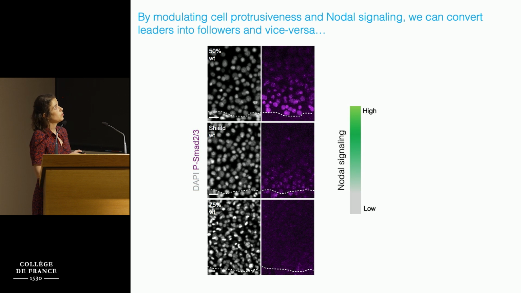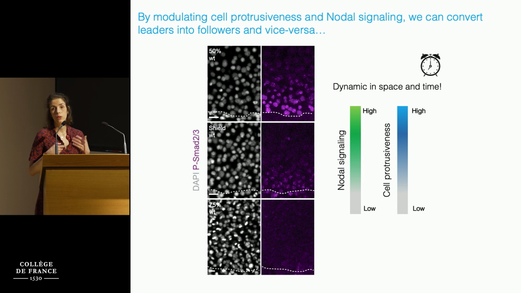So nodal is not only dynamic in space, forming a gradient, but it's also dynamic in time. And what we also noted is that the protrusiveness of cells followed exactly the same pattern. So what we did, of course, was to increase nodal signaling in later cells. Now they become more motile and they can internalize. Or if we do the opposite and block either nodal or motility in the early cells, they start to behave as leaders. So even though these differences are small, they are meaningful for the internalization potential of these cells.